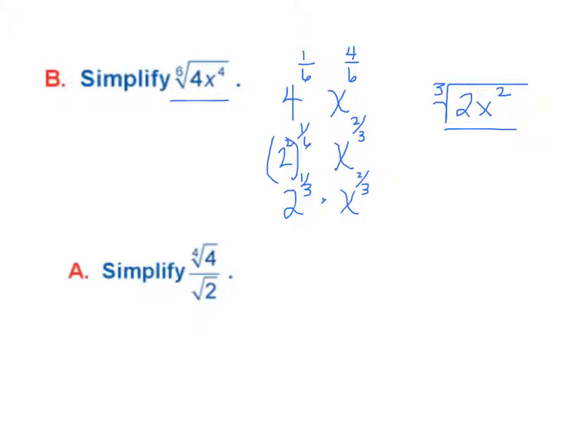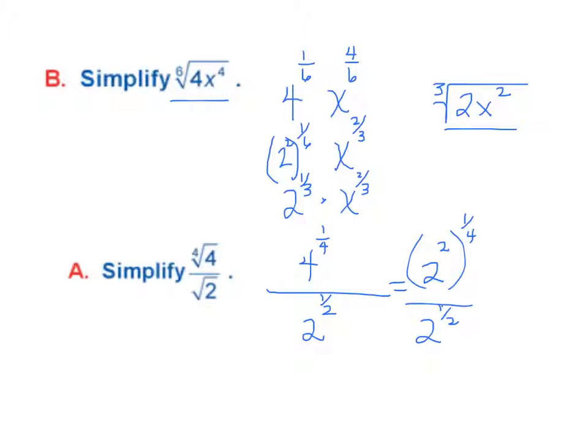Okay, so let's do this one down here, and they're backwards, and I don't know why. But the top would be 4 to the 1/4 power, and the bottom would be 2 to the 1/2 power. But we remember that 4 is 2 squared, to the 1/4 power. I'm just going to leave this like this. So this is 2 to the 1/2 power over 2 to the 1/2 power. Guess what that is? 1.